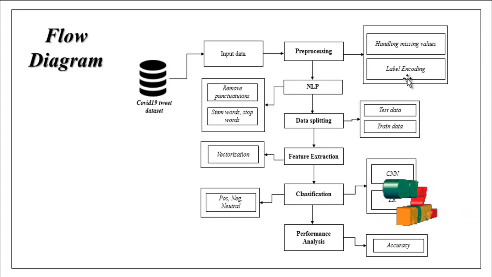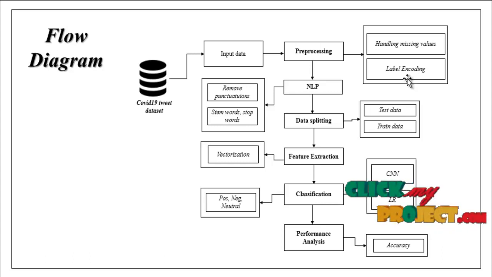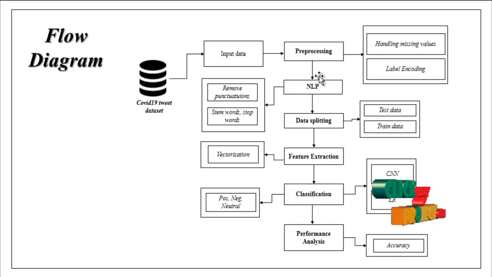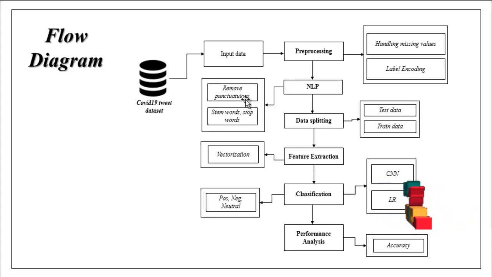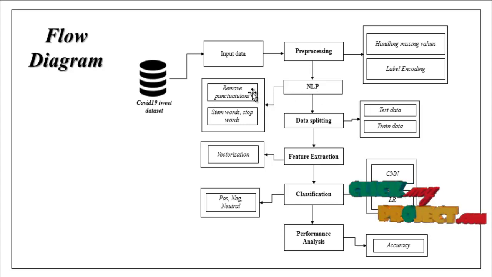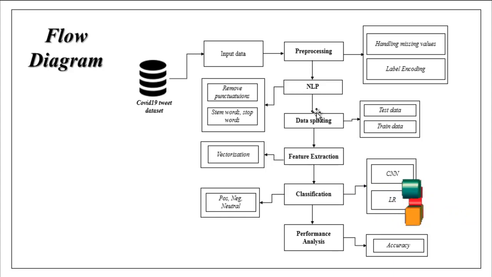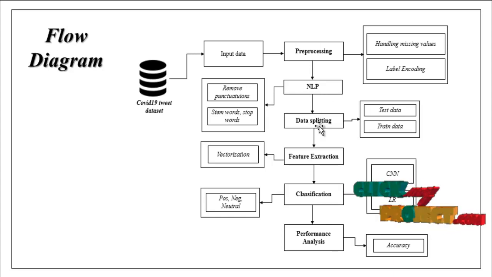Then label encoding. Here we have to encode the data into labels, that is, convert the string into a numeric integer value to be machine readable. The pre-processed data is carried out to NLP, natural language processing, for text pre-processing. Here we have to remove punctuation, special characters, stem words, stop words, and do tokenization and so on. Then the cleaned data is carried out to the data splitting module.